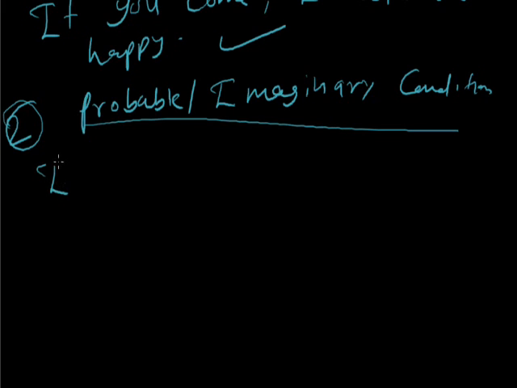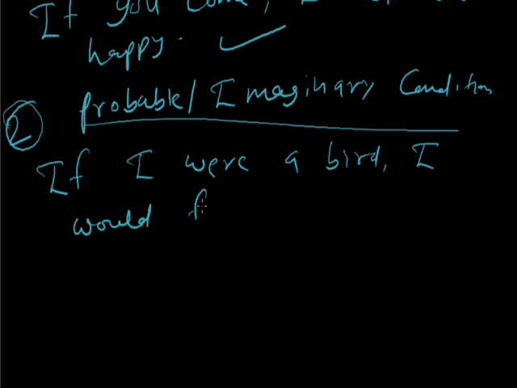For example, if I were a bird, I would fly. Now here I'm saying, if I were a bird I would fly, but see, I'm not a bird and I cannot fly. I'm just imagining, if I were a bird then I would fly, but I'm not. That's why it is an imaginary condition and it cannot come true.